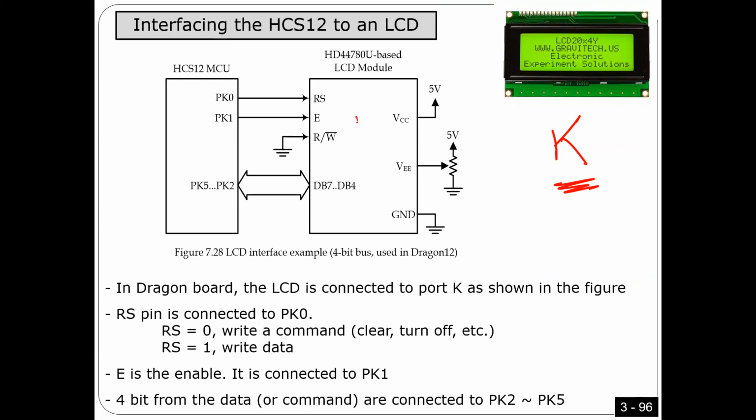So this is the LCD. This is the microcontroller. Number one, as you see here, I'm going to PK2 to PK5. So 4 pins on port K are connected to the data pins here. How are these used? If you want to display a character or send a command, you have to send it here. What do you mean? I'm going to tell you what I mean.